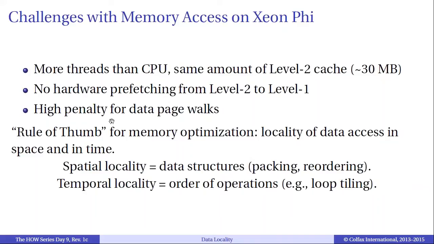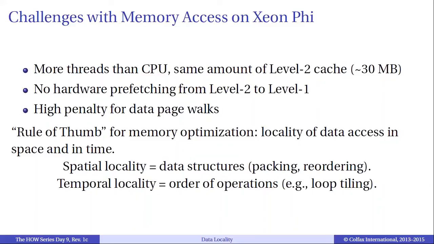To handle all these limitations, the rule of thumb is locality of memory access in space and in time. Locality in space means that your data structures need to be compact, and we already saw an optimization of spatial locality when we talked about vectorization in session 6. There, remember, we had Coulomb's law calculation, and initially we used an array of structures, but then we converted it to a structure of arrays, and this improved performance by more than a factor of 2 on both platforms.